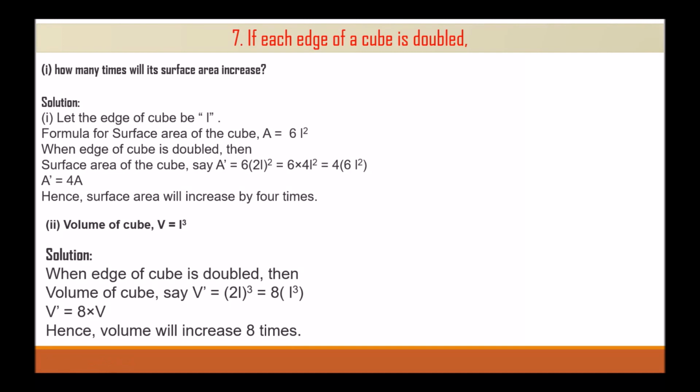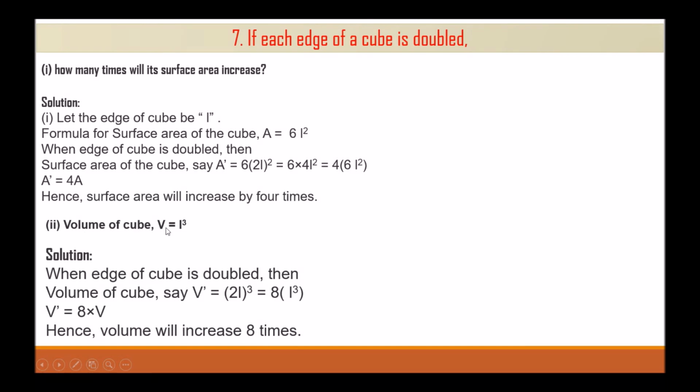Seventh question, if each edge of a cube is doubled, how many times will its surface area increase? Let the edge of the cube be L. Formula of surface area of cube is A equals 6L square. When edge of a cube is doubled, then the surface area of cube A equals 6 into (2L) whole square. That is 6 into 4L square. So it is 4 times 6L square. Hence surface area will increase by 4 times.